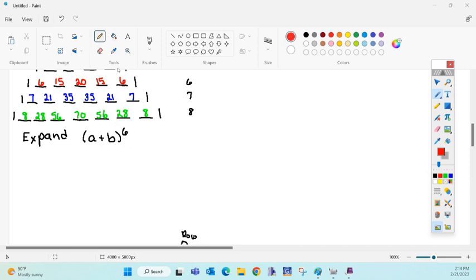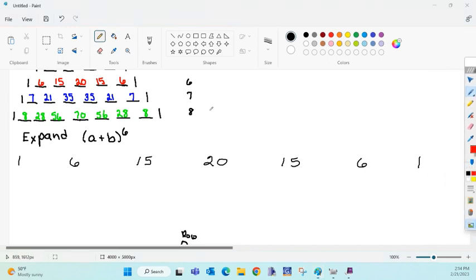I want to show you how this works out. Okay, I'm going to leave some spaces between these numbers, but we're going to use all of these numbers to expand the polynomial. Okay, I'm going to use 1 and 6 and 15, and 20. I'm spreading them way out for a reason. And 15, and 6, and 1.